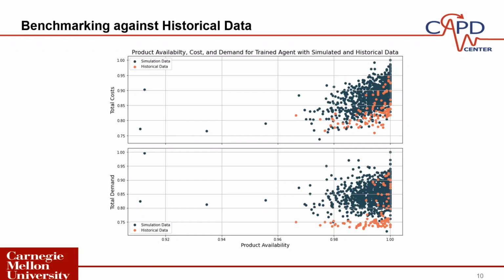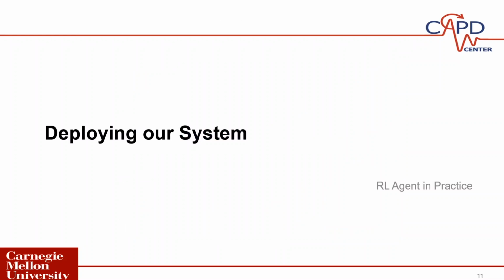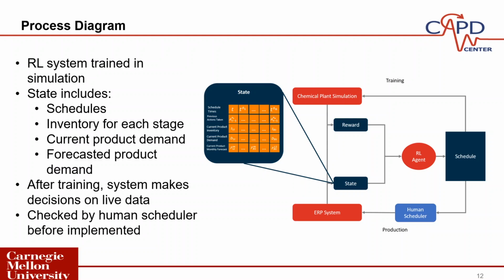So once we validate it against our trained agent, and we say, hey, okay, this looks like it's still performing fairly well, even if the data does differ a little bit from its training data, we're comfortable enough with its performance to roll this out and actually see how it performs in practice. So we get to deploy our system and see really how this RL agent performs in the wild.